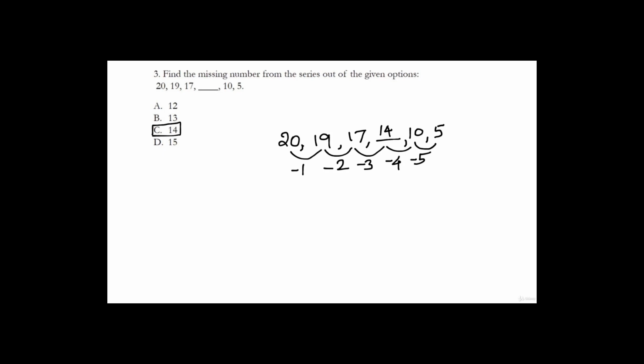Find the missing number from the series. So the numbers given are 20, 19, 17, then the missing number, then we have 10, and then we have 5. Difference between 20 and 19 is 1, 19 and 17 is 2, difference between 10 and 5 is 5. So we can assume that the difference between 17 and the missing number is 3, and the missing number and 10 is 4. So 17 minus 3 is 14, 14 minus 4 is 10. So 20 minus 1 is 19, 19 minus 2 is 17, 17 minus 3 is 14, 14 minus 4 is 10, and 10 minus 5 is 5. So the missing number should be 14, option C.